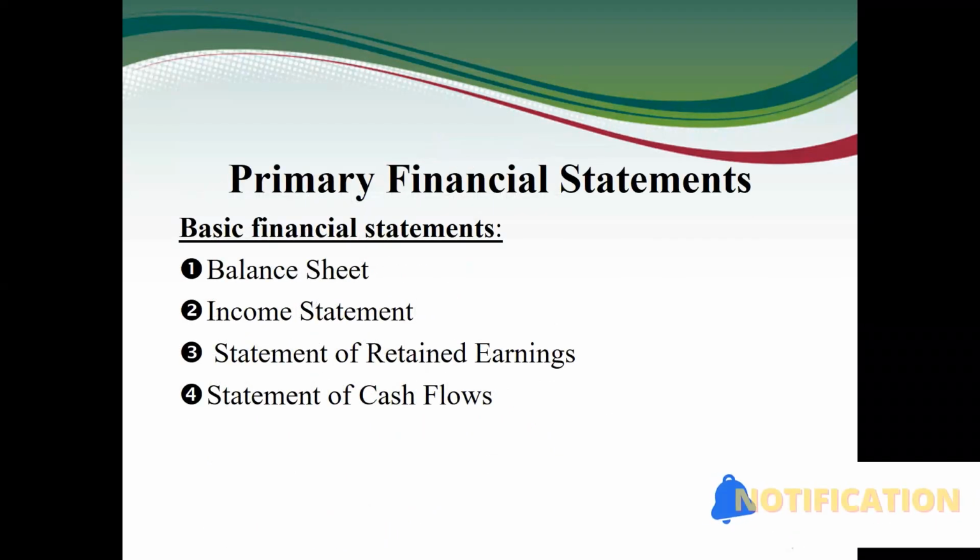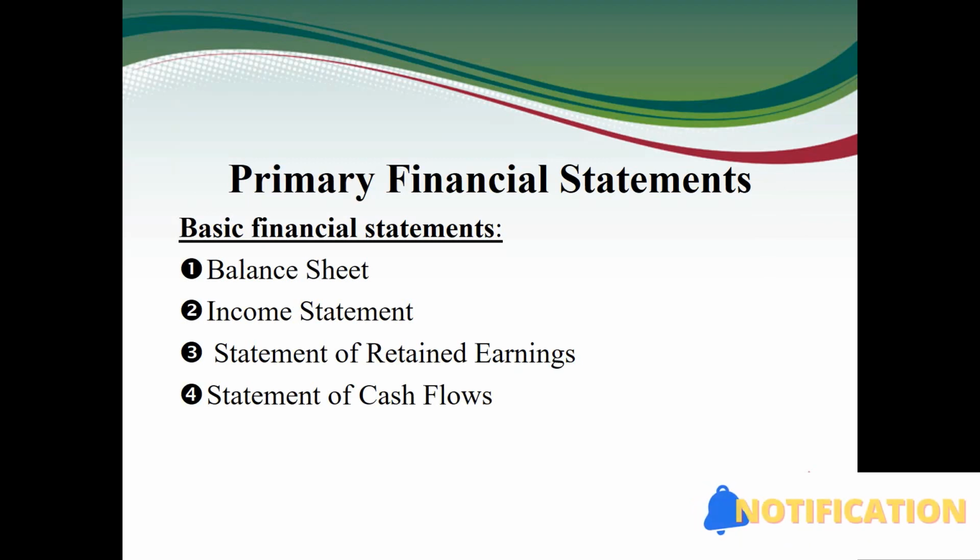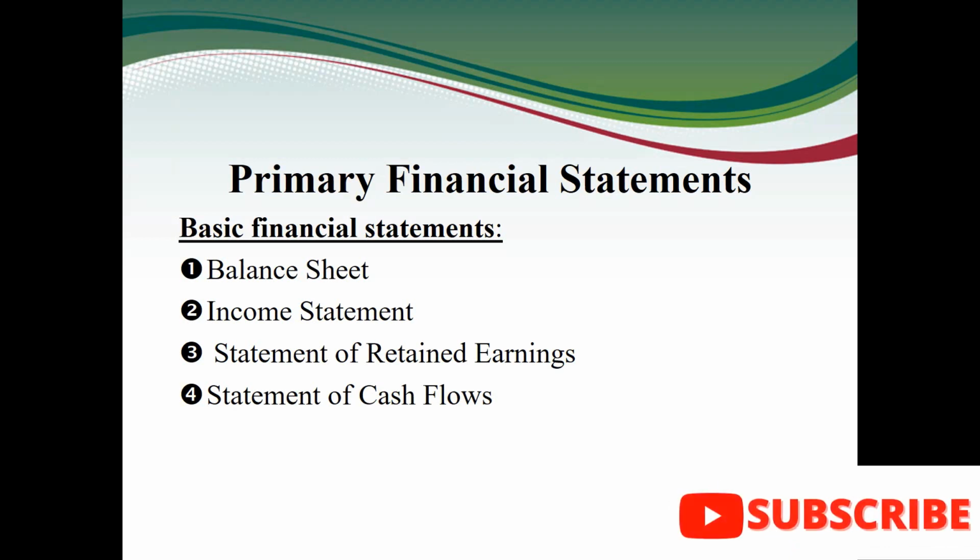So the primary financial statements, the basic fundamental financial statements, are the balance sheet, the income statement, the statement of retained earnings, and the statement of cash flow. These are the basic financial statements that we have. It is four. We have the balance sheet, the income statement, the statement of retained earnings, and the statement of cash flow. We'll go into details of this.